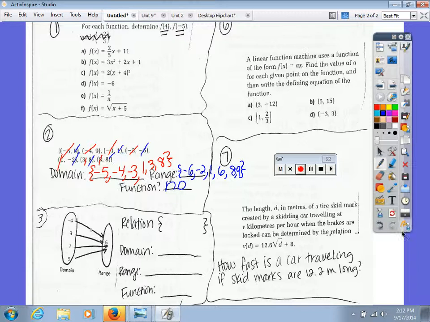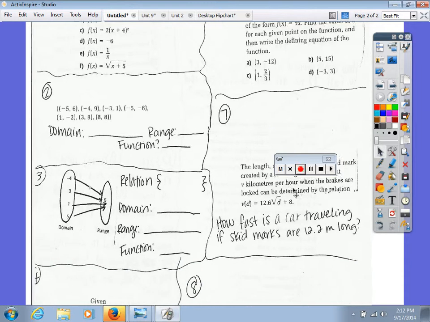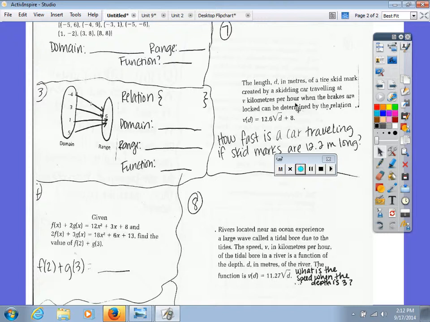Okay, let's look at number 3. Move it up some. Okay, number 3 right here. I want the domain for this problem. Yes, and actually before we do domain, I didn't see this. I need the relation. What does relation mean? Relation is your what? Beautiful, Jasmine. It's your set of ordered pairs, right?